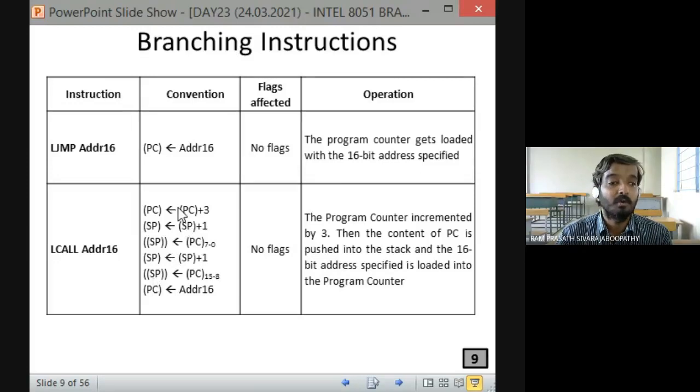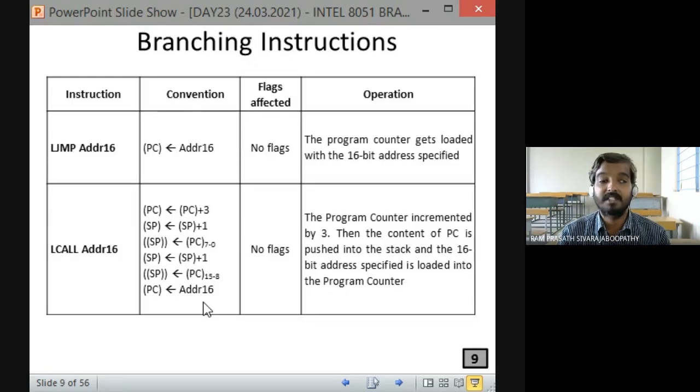So now what happened? The next instruction address is stored into the stack. The content of PC is pushed into the stack. Correct? Then after that, the address we have given in the instruction gets into the program counter. That's all. I hope it is clear to everyone. As it is a call instruction, the next instruction address available in the program counter must be pushed into the stack. Then it branches to the given address. That's what happens in the steps. Shall I move to the next slide?